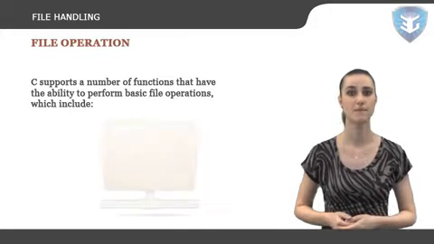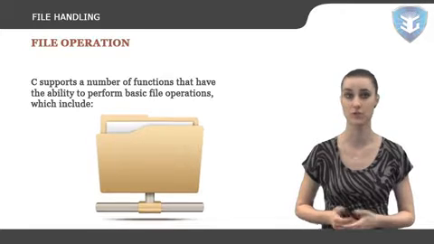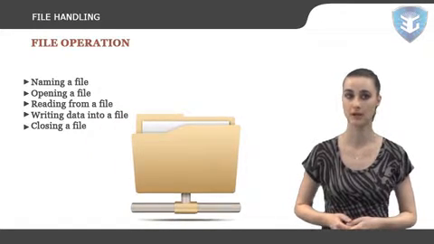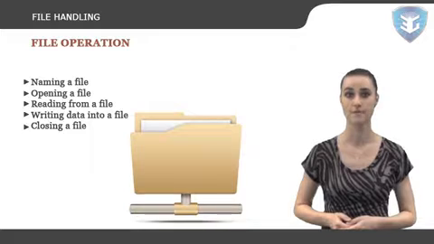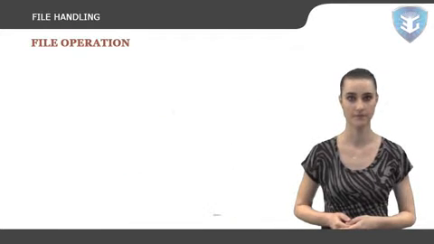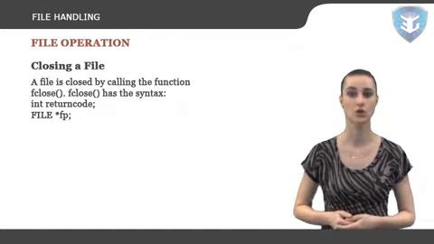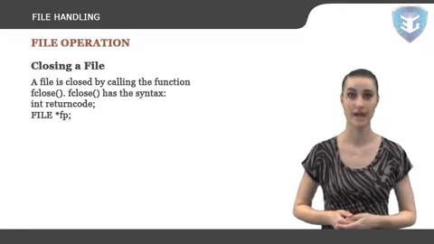C supports a number of functions that have the ability to perform basic file operations, which include naming a file, opening a file, reading from a file, writing data into a file, closing a file. Closing a file. A file is closed by calling the function fclose(). fclose() has the syntax as shown.